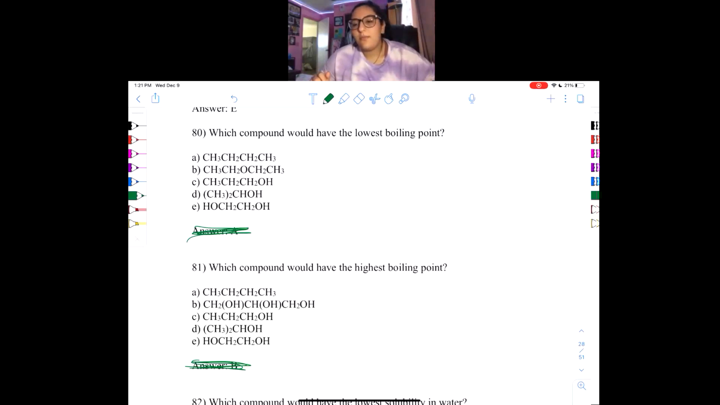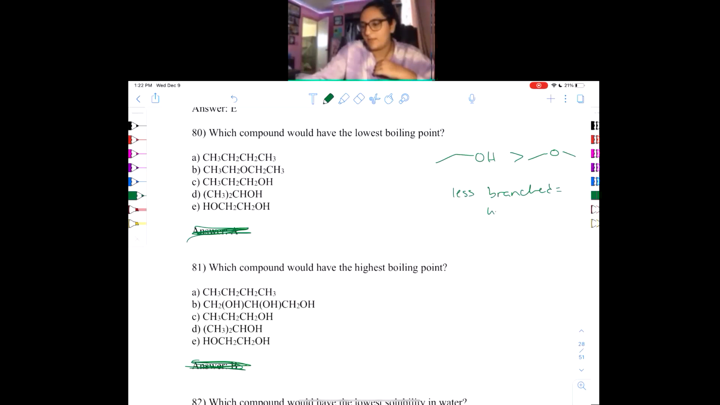So, when we're talking about boiling point, we know that alcohols have a higher boiling point than ethers do. And we know that we have a higher boiling point when we are less branched. So, less branched equals higher BP. And we also know that more carbons equals a higher BP.